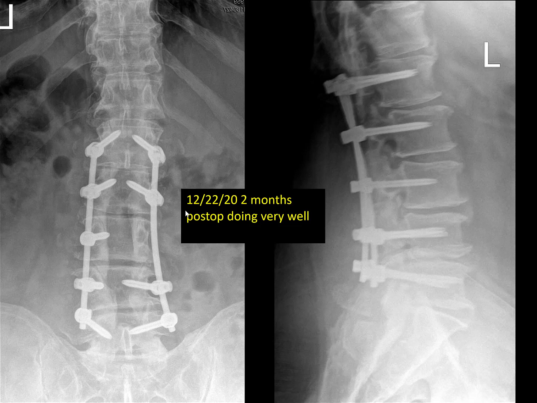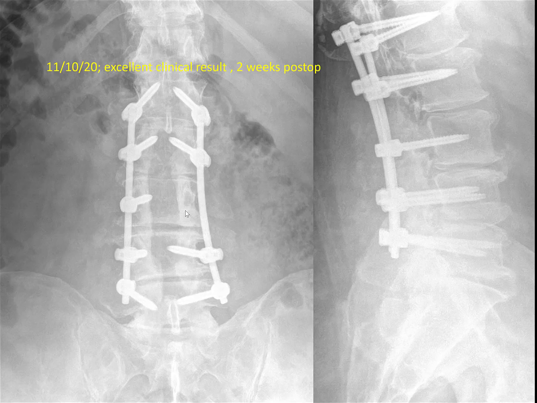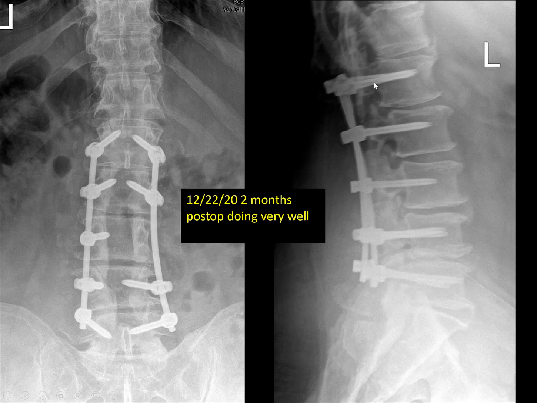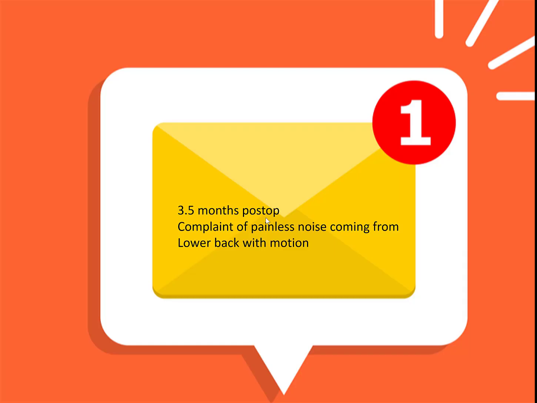Then I saw him 2 months post-op. The X-rays look great. So what's important in this side view? You see the tulip of the screw, and the screw cap is all fine. And I'm showing this to you because it's going to become relevant soon. You see the tulip of the screw head and the cap is all fine. This is 2 months post-op. Feels great. Super happy. Went back to work as a laborer.